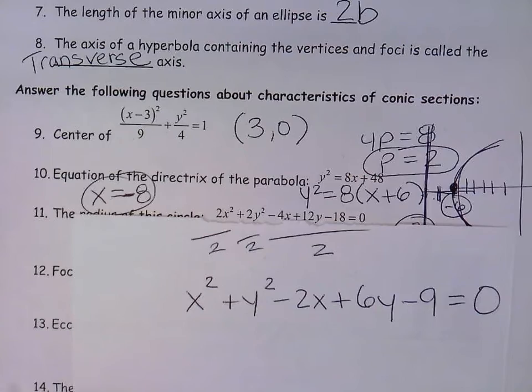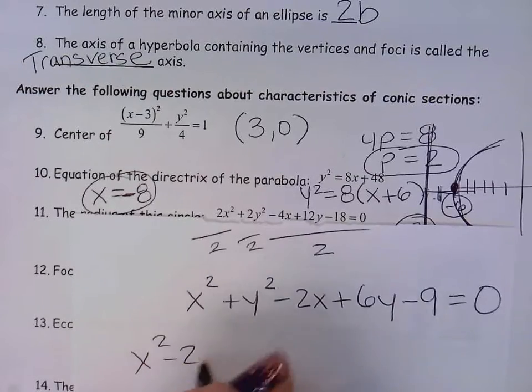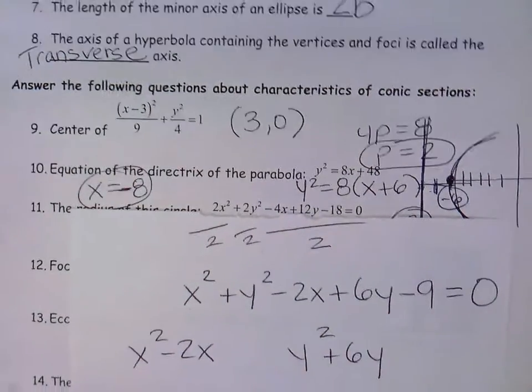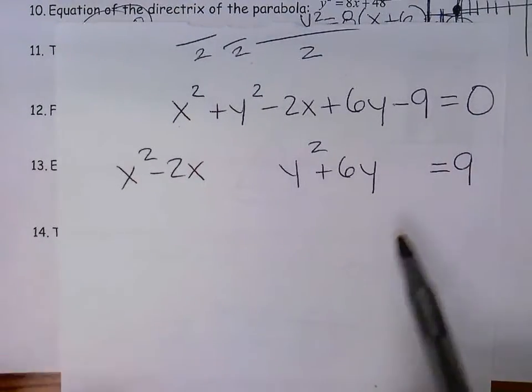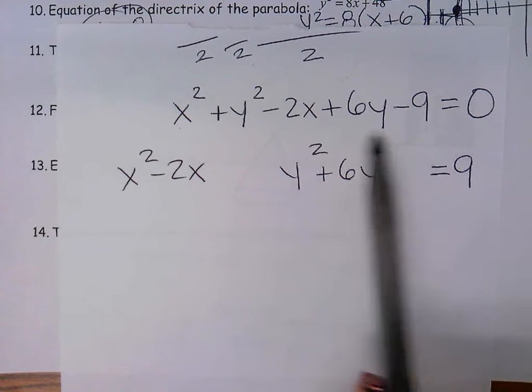And then your next step is to group all your like terms together. So the x squared and the -2x go together. The y squared and the 6y go together. And then I'm going to move the 9 to the other side. So you leave room to complete the square for each group.